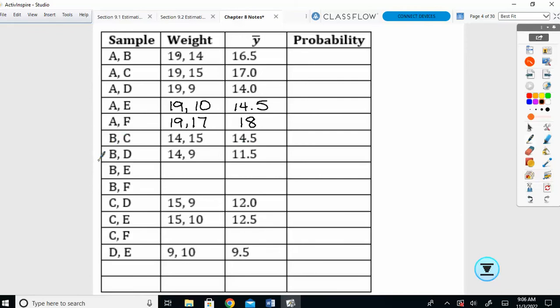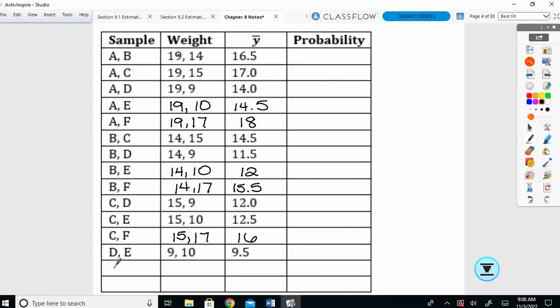Every possible set of 2. So I could do B and C, B and D, B and E. Pumpkin B is 14 pounds, pumpkin E is 10. Add those together, divide by 2, and we get 12. B and F, that would be 14 and 17. Add those up, divide by 2, 15.5. Okay, I could do C and D, C and E, C and F. Pumpkin C is 15 pounds, pumpkin F is 17. If I add those up and divide by 2, 16.